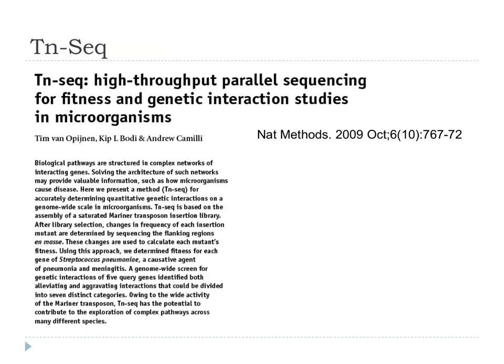In more recent years, there have been developments that take these technologies even further. There is this thing called TN-seq, where you do high-throughput parallel sequencing for fitness and genetic interaction studies in microorganisms. This is the abstract I put up here from this paper in Nature Methods. What this is looking at is you take a particular transposon, known as a mariner transposon, which goes in nice and randomly into the genome, and you can then identify which genes have been interrupted by the transposon by sequencing the flanking regions en masse.